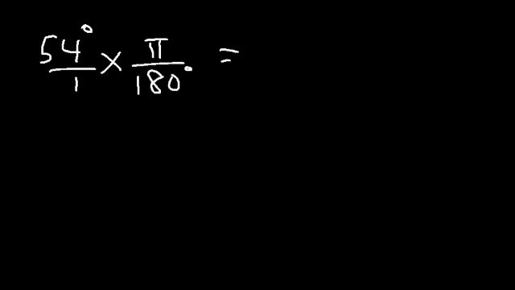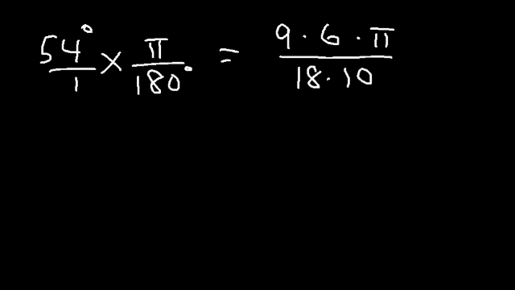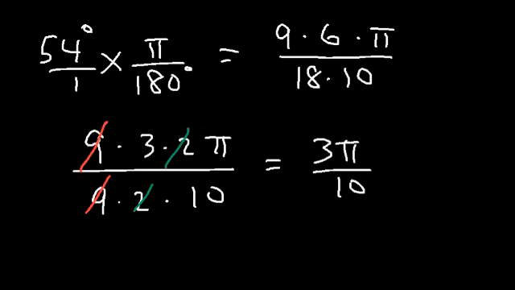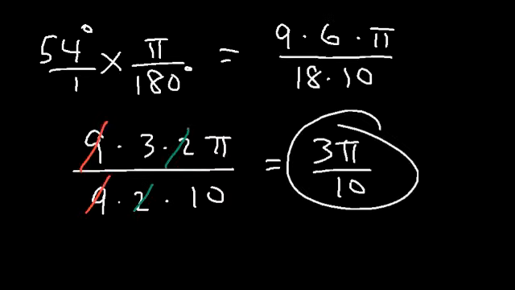54 is basically 9 times 6, and 180 is 18 times 10. 6 is basically 3 times 2, and 18 is 9 times 2. So we can cancel the 9 and the 2. So the final answer for this one is 3 pi divided by 10. That's the reference angle.